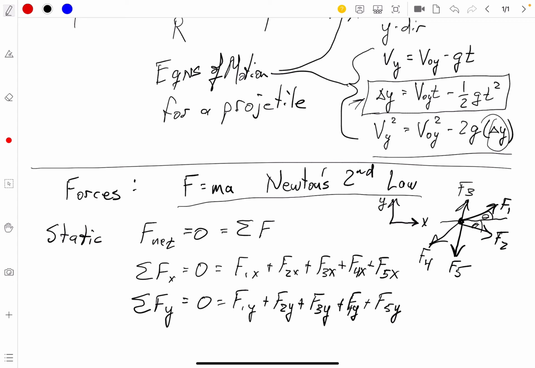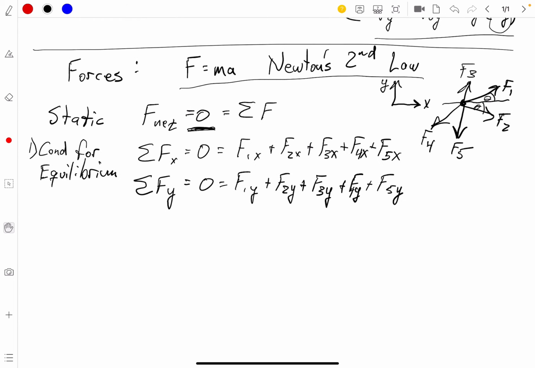So, fine. That's static, right? Because we've got this, which also happens to be the first condition for equilibrium. Okay, so static in the force direction.